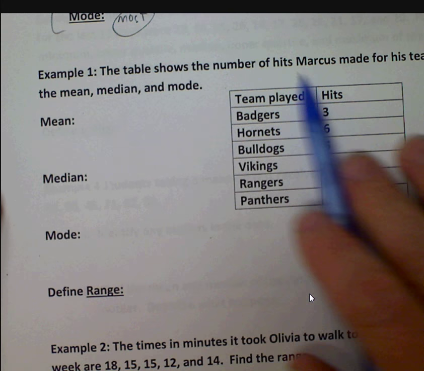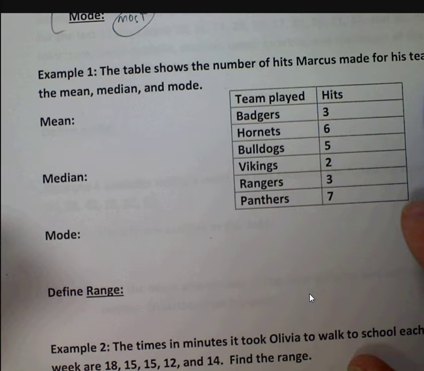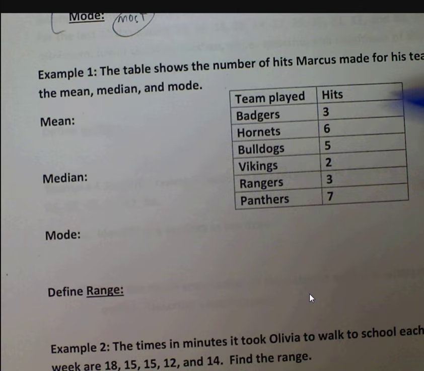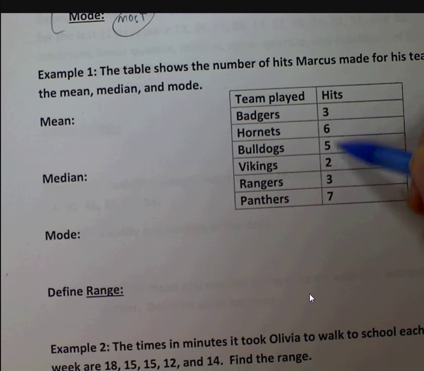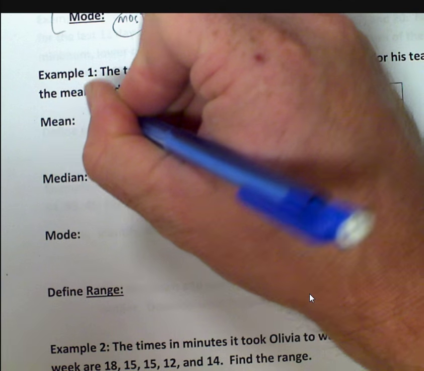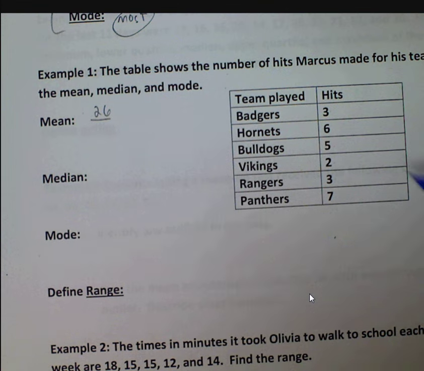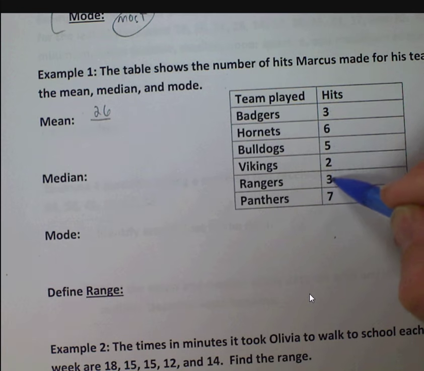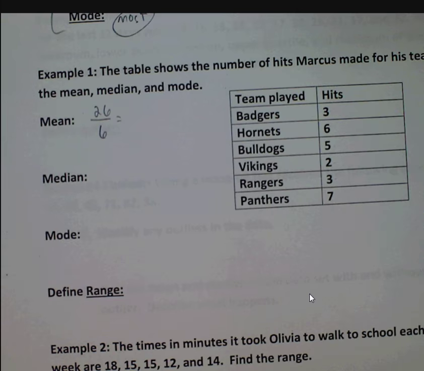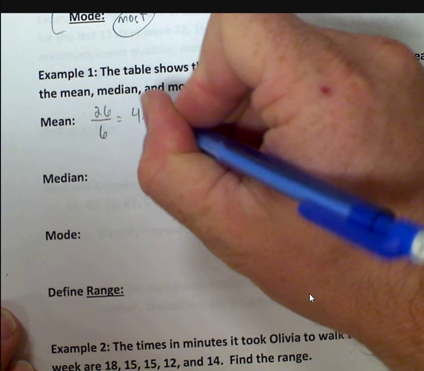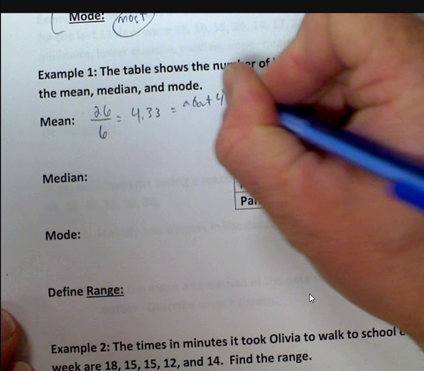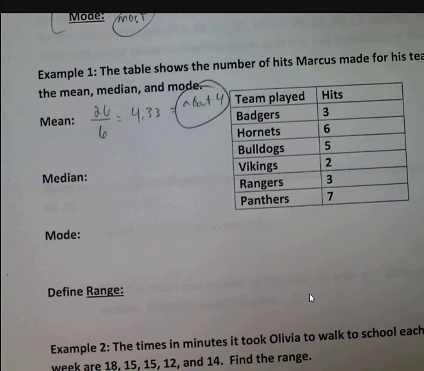The table shows the number of hits Marcus made for his first team. Find the mean, median, and mode. The mean is the average, so I need to add them all up. 9, 14, 16, 19, 26, and then divide by how many there are. 1, 2, 3, 4, 5, 6. So 26 divided by 6 is 4.33. The book says about 4, so what they did is they rounded to the nearest whole number.